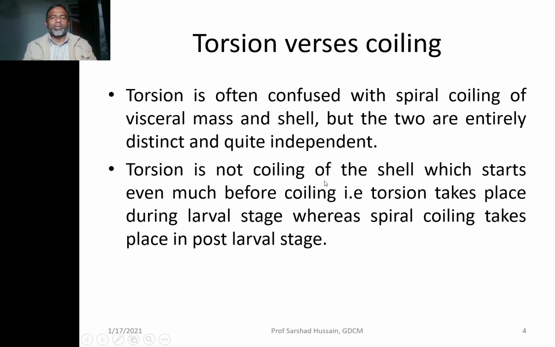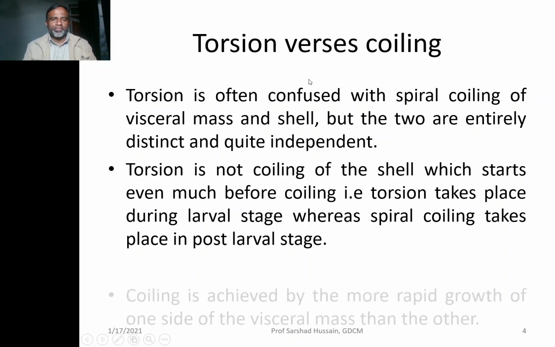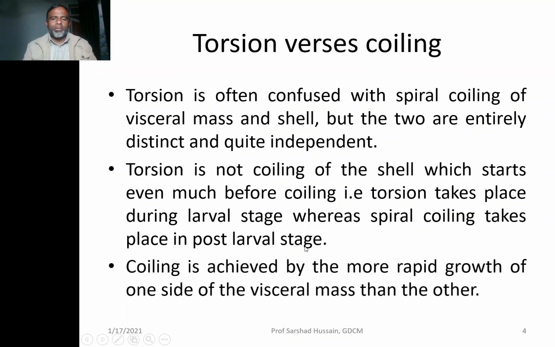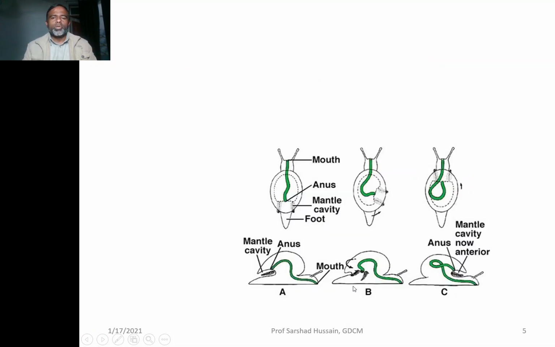Torsion is not coiling of the shell because torsion starts even much before coiling. That is, torsion takes place during larval stage, whereas spiral coiling takes place in the post-larval stage. So this is the difference between the coiling of the shell or the torsion. Coiling is achieved by more rapid growth of one side of visceral mass than the other. So basically, this is the difference between the twisting or the torsion and the coiling.